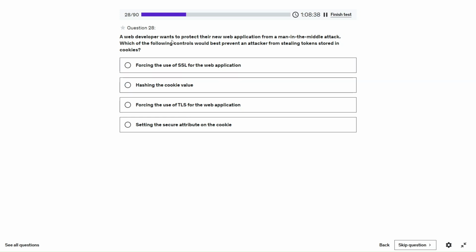A web developer wants to protect their new web application from a man in the middle attack. Which of the following controls would best prevent an attacker from stealing tokens stored in the cookies? So it's regarding stealing tokens stored in cookies. You should set the secure attribute on the cookie. Only the secure attribute will provide the encryption, and your cookie will be safe.